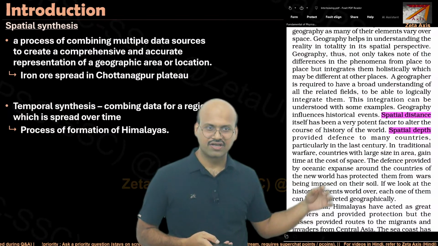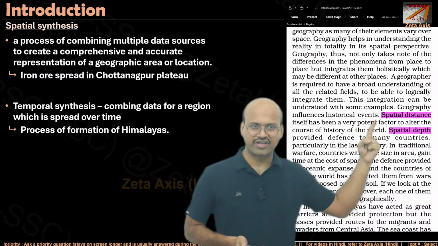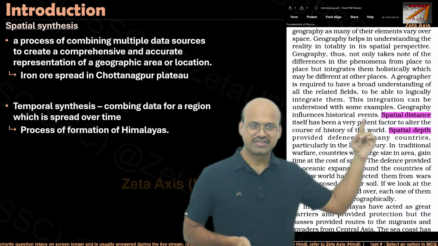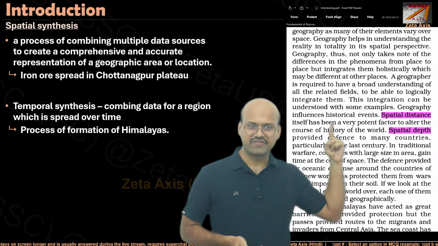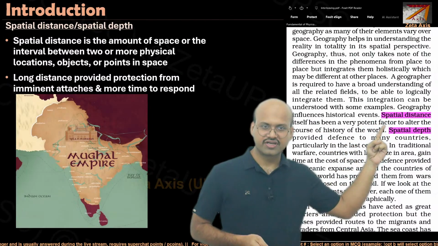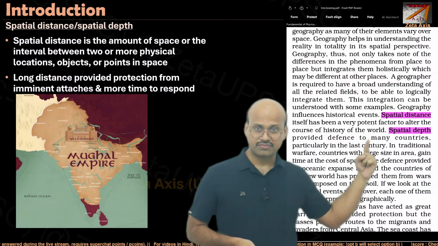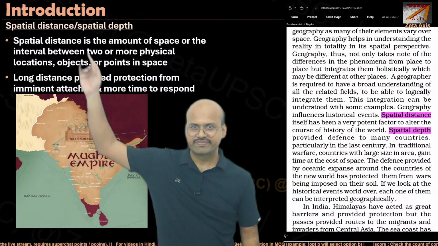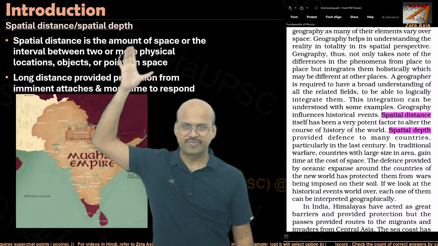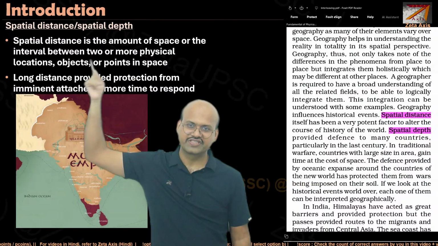So we will go here. It says geography influences historical events. Spatial distance itself has been a very potent factor to alter the course of history. So what does spatial distance mean? Spatial distance is the amount of space or interval between two or more physical locations.